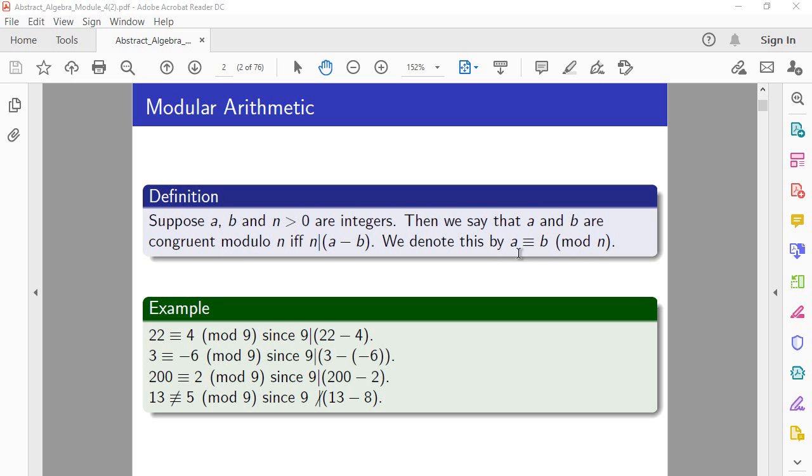So notice that this congruence mod n is a relation on the set of integers. So basically a is related to b if n divides a minus b. Here n is called the modulus.